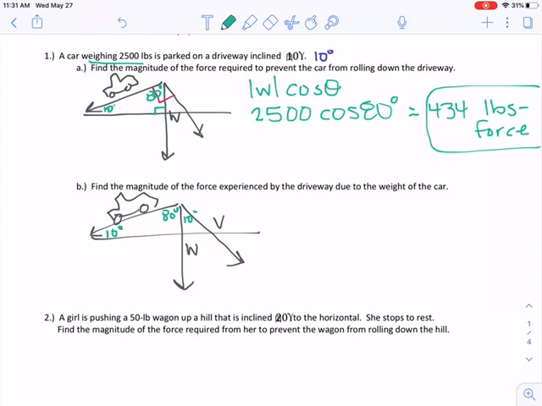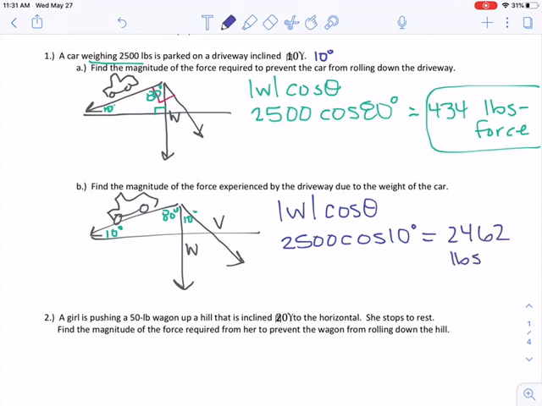So this time when I take the magnitude of my weight times the cosine of my angle, we're going to take 2,500 times the cosine of 10 degrees, and my driveway is feeling 2,462 pounds of force.